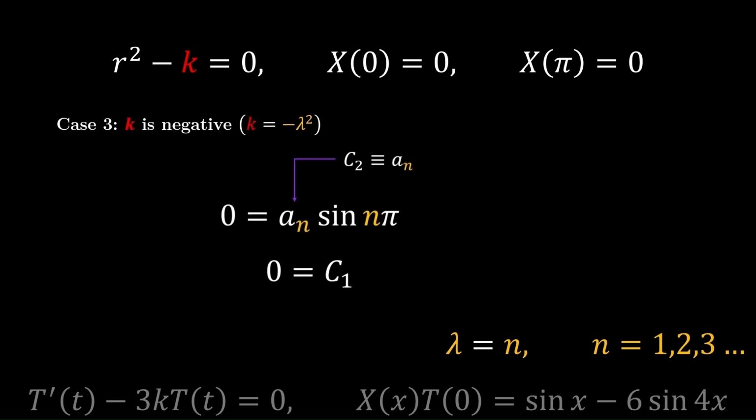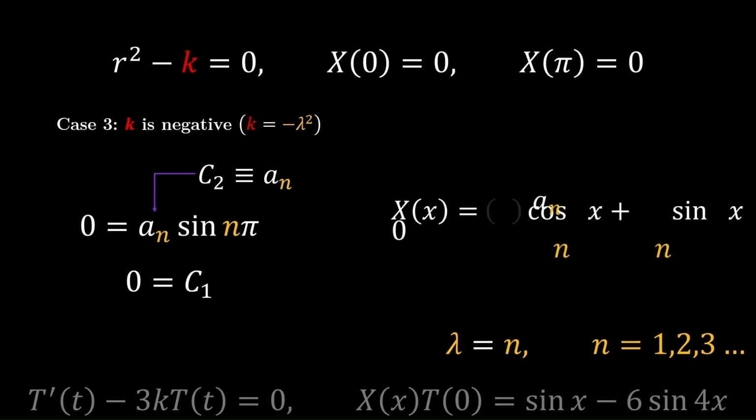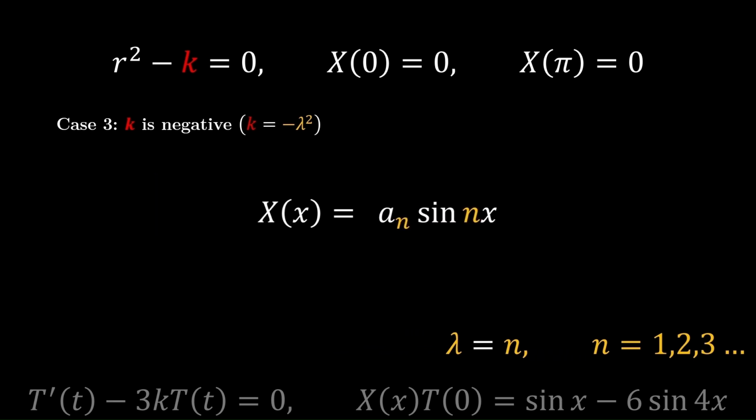We can now take all of our definitions and plug them back into our general solution form. c1 is 0, c2 is a sub n, and lambda is equal to n. And we end up with X(x) equal to a sub n times sine of n x, where n is any integer from 1 to infinity. This result is interesting because it means we don't have one choice for X(x). Rather, X(x) will also depend on the value of n that is used, since each n value produces a different X(x) function. So we write X sub n of x to remind ourselves that each X(x) will be different depending on the value of n.